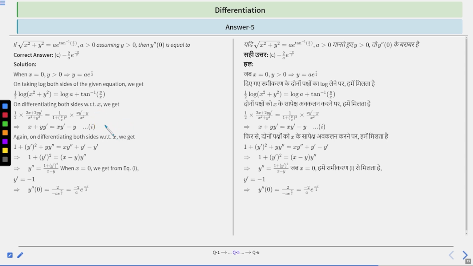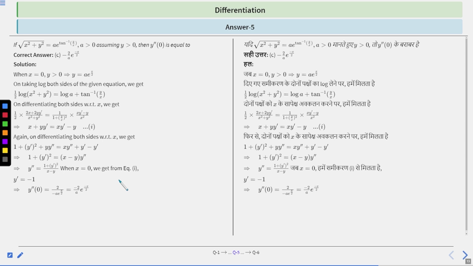Again, on differentiating both sides with respect to x, we get 1 + y'² + y y'' = x y'' + y' − y'. So this y' and this y' will cancel out. Finally, 1 + y'² = (x − y) y''. Therefore, y'' will be equal to (1 + y'²)/(x − y).